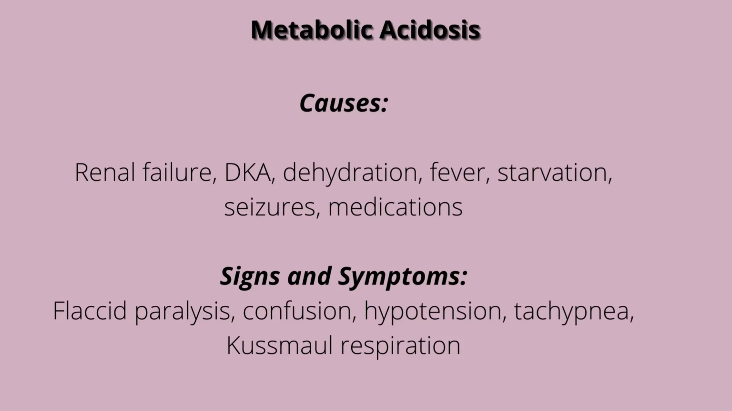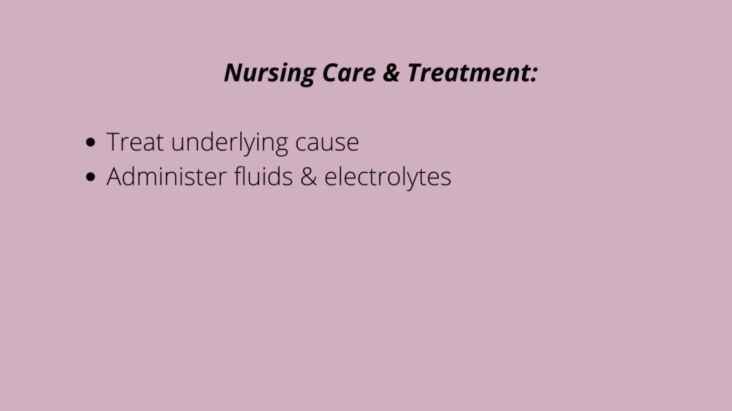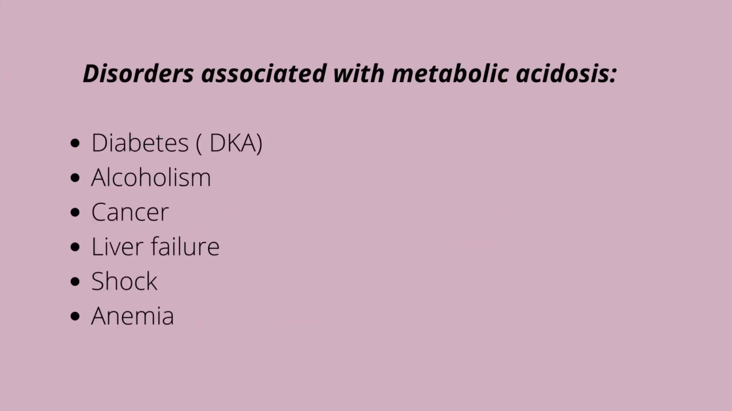Some vital signs that will be off will be bradycardia, some weakened pulse, hypotension, tachypnea, Kussmaul respirations, warm, flushed, dry skin, and hyporeflexia. And for a patient who's in metabolic acidosis, we normally treat the underlying cause, what is causing this, and we administer fluids and electrolytes. So some disorders associated with metabolic acidosis include, of course, DKA, alcohol abuse or alcoholism, cancer, liver failure, shock, which would lead to hypoxia, anemia, severe anemia, as well as heart failure.